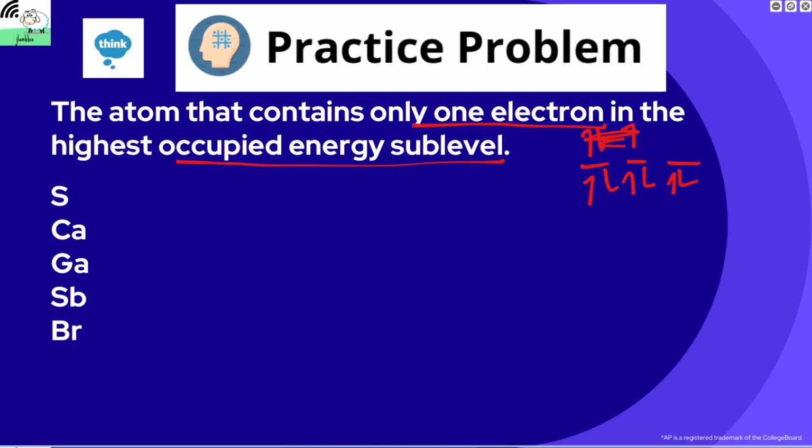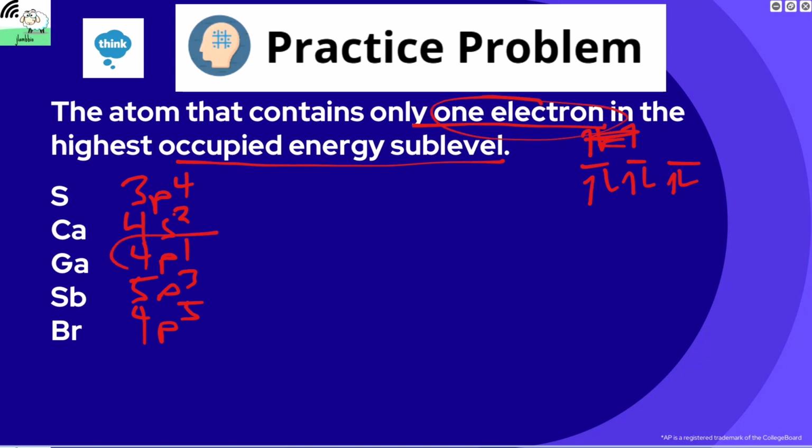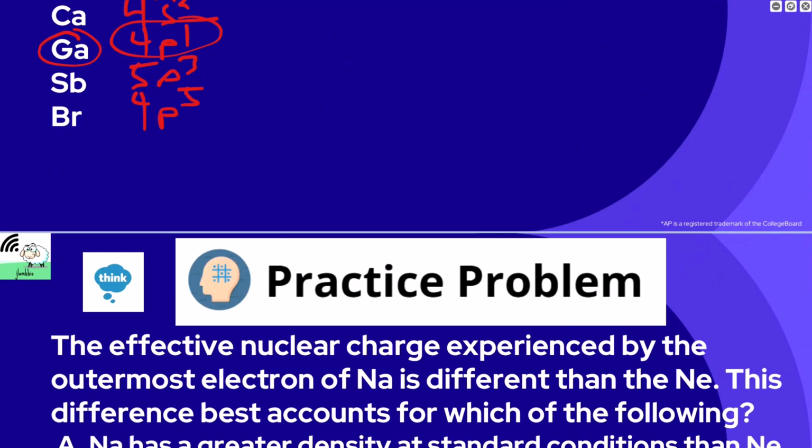So let's go through and write out the ending of this electron configuration. S is going to end in 3p4. Calcium ends in 4s2. Gallium ends in 4p1. I think we have our winner here, but let's keep going. Antimony ends in 5p3, and bromine is in 4p5. So the one that has 1 electron in the highest energy level is gallium, which is the correct answer for that one. So pretty straightforward. Let's move on.